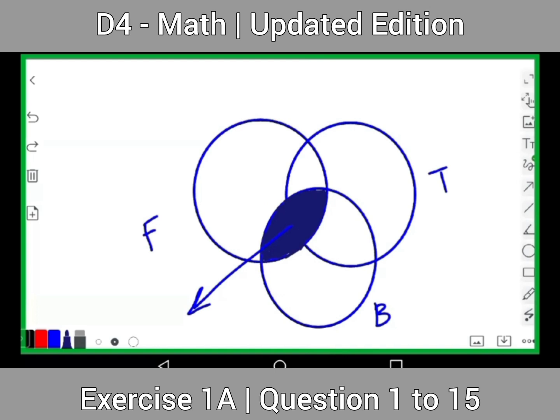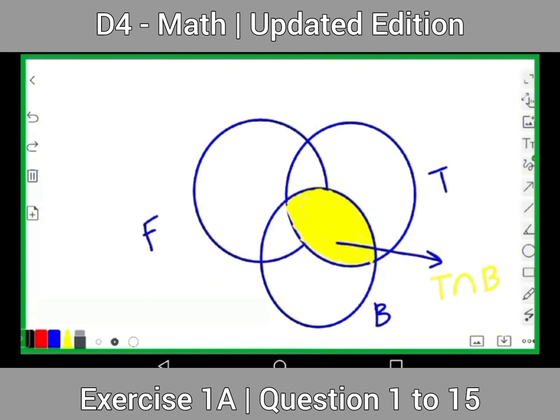What about this region colored in dark blue? This shows F intersection B, and it also includes the students who play all the three sports. And this yellow region is D intersection B. Once you learn to recognize the regions, you will probably love to solve the Venn diagram questions.